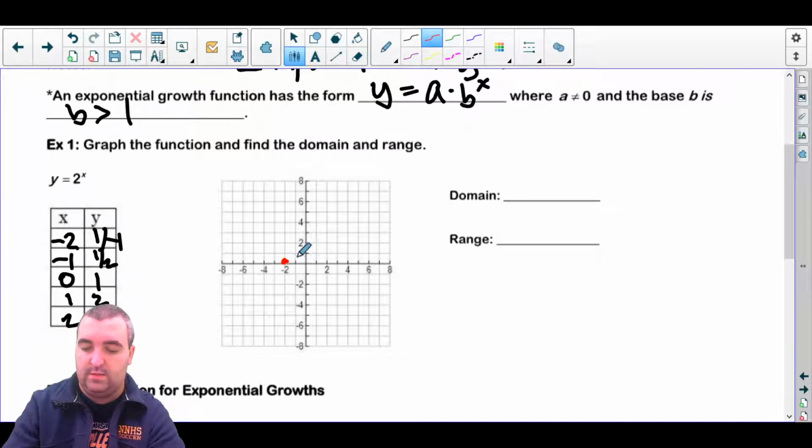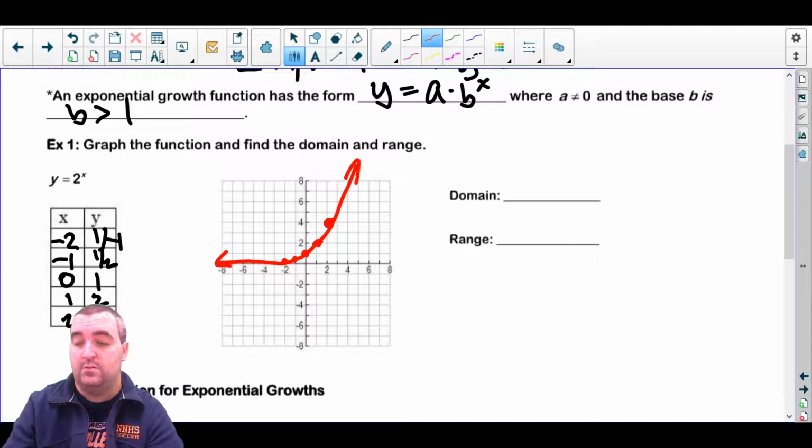Okay, so now let me graph these points. So 1/4 right there, about 1/2, 0, 1, 1, 2, and then 2, 4. So this graph will look like that.